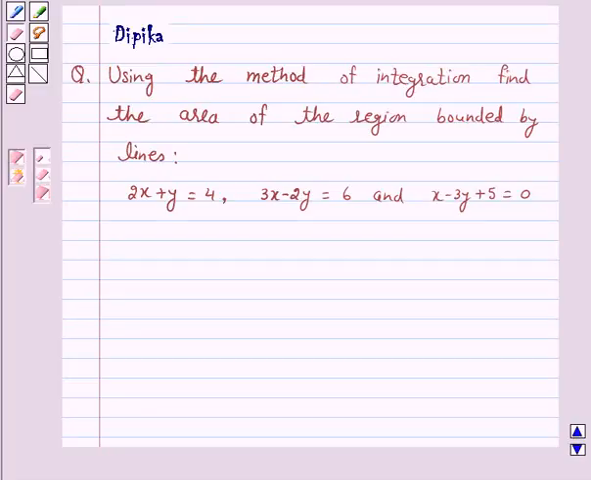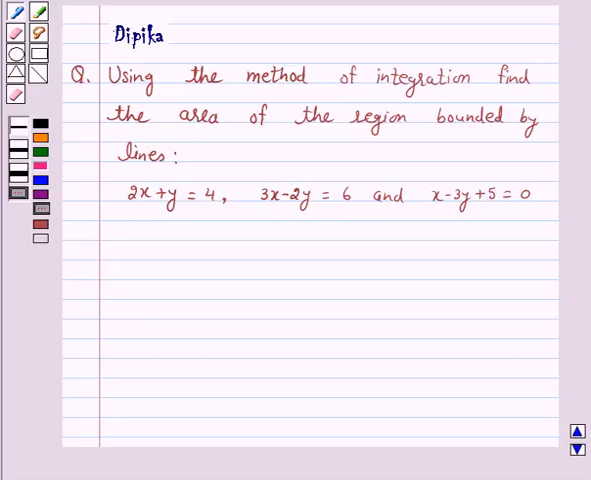I am Deepika here. Let's discuss the question which says, using the method of integration, find the area of the region bounded by lines 2x + y = 4, 3x - 2y = 6 and x - 3y + 5 = 0.